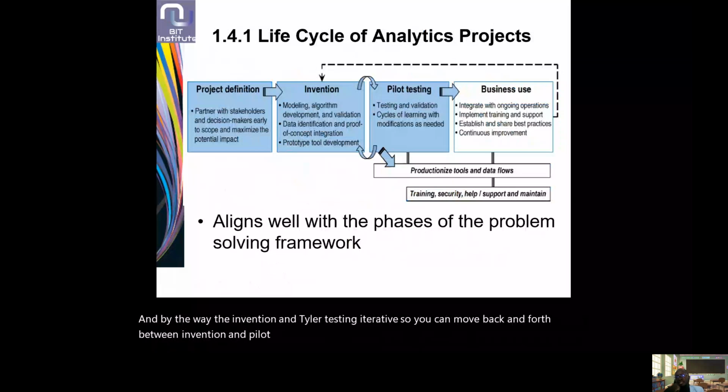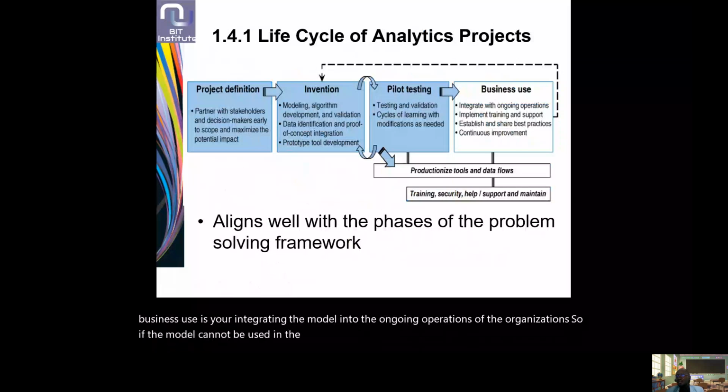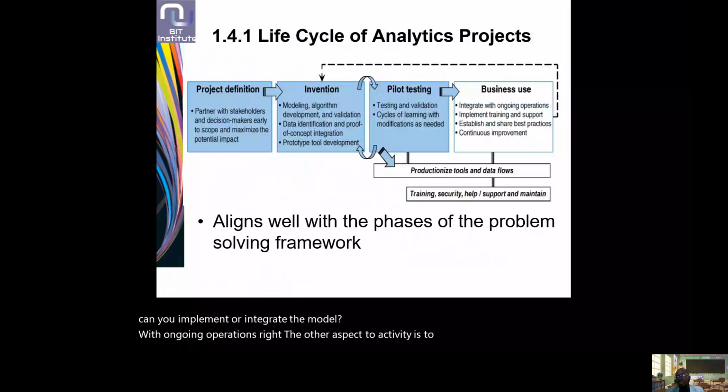And lastly, in terms of the cycle, when you talk about business use, you are integrating the model into the ongoing operations of the organization. So if the model cannot be used in the organization, then the project was useless in the first place. So can you implement or integrate the model with ongoing operations? The other activity is to provide training and ongoing support to the users of the model.